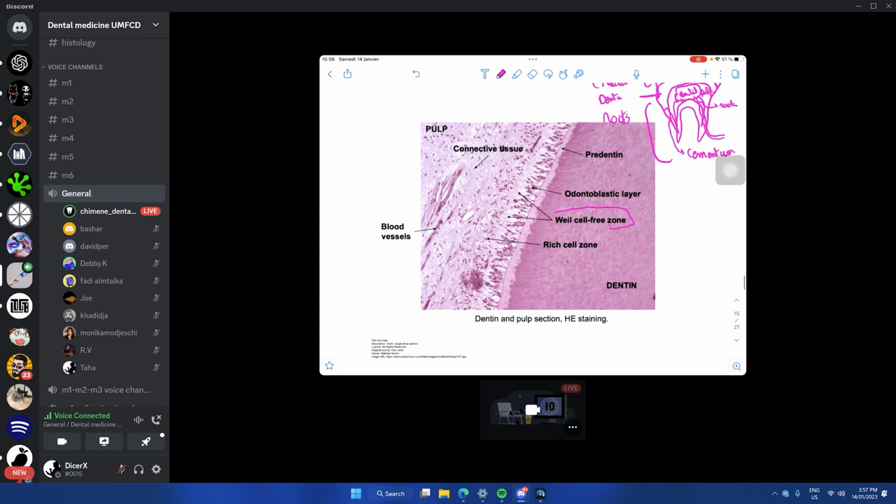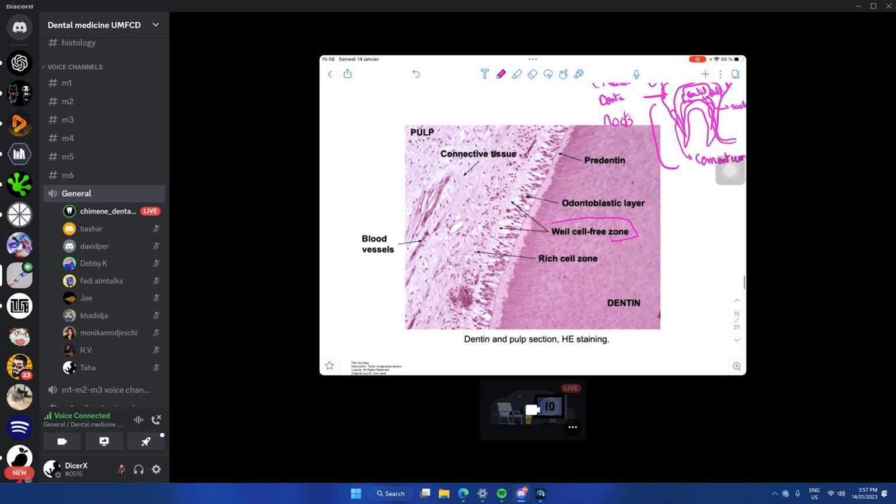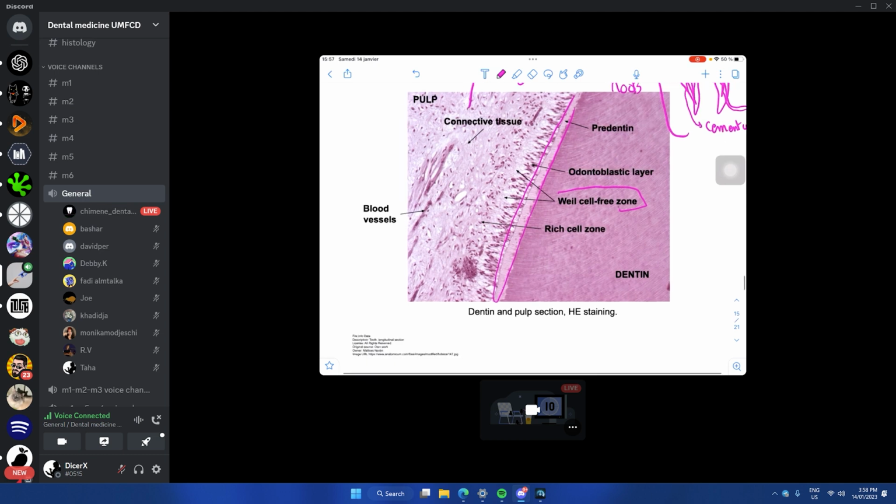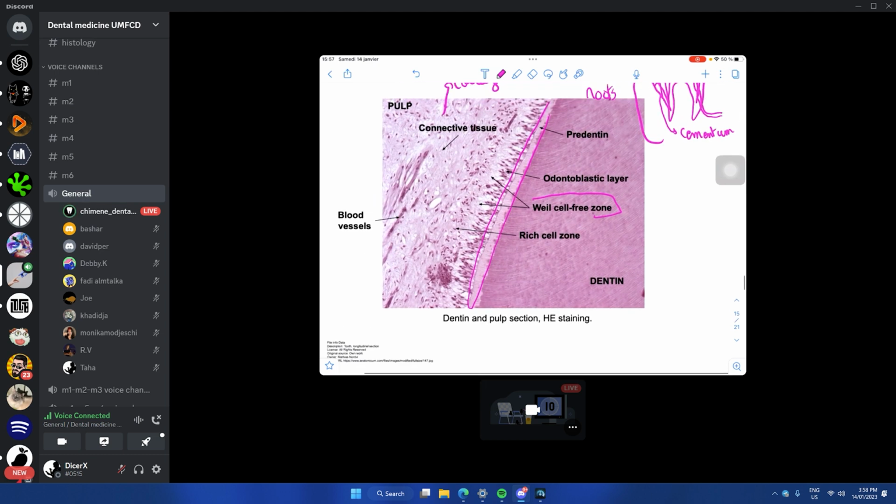Now for the main picture of the dentin and pulp section, the junction between them. The pulp has connective tissue which is composed of collagen types. The predentin is the junction between the pulp chamber and the dentin. If a professor asks you where the dentin comes from, it comes from odontoblasts. And if he asks which cells compose the enamel, it is the ameloblasts.